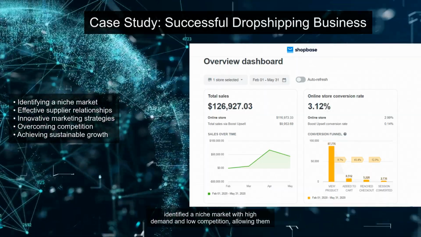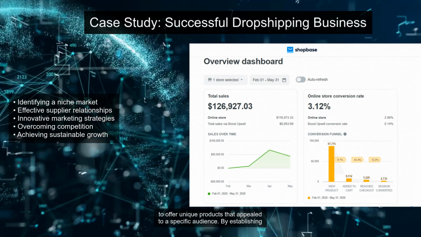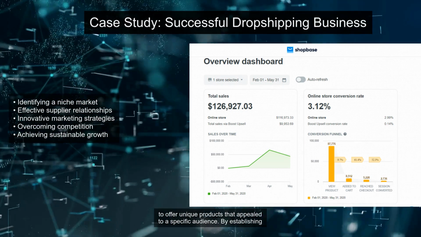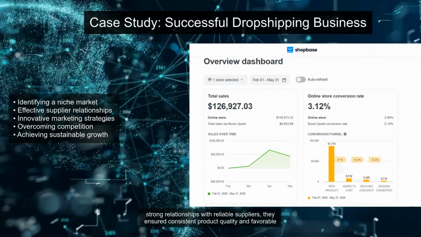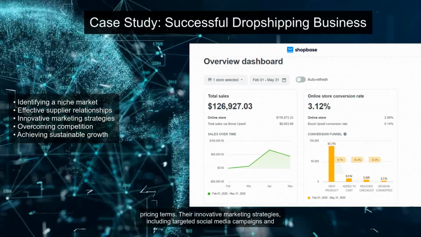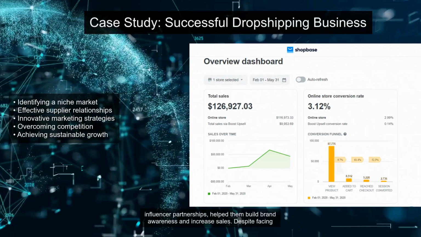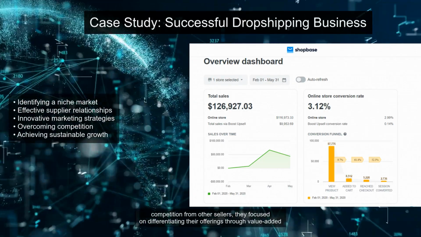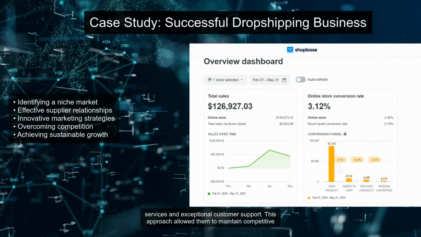This business identified a niche market with high demand and low competition, allowing them to offer unique products that appeal to a specific audience. By establishing strong relationships with reliable suppliers, they ensured consistent product quality and favorable pricing terms. Their innovative marketing strategies, including targeted social media campaigns and influencer partnerships, helped them build brand awareness and increase sales.